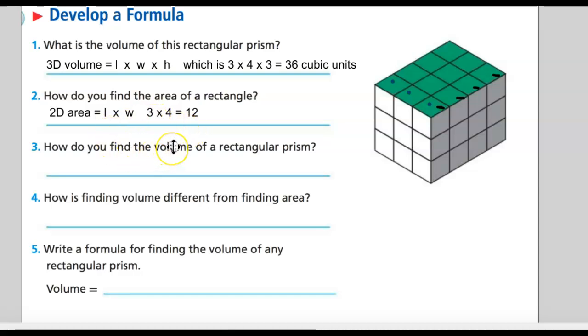So now again, it's just asking you, so how do you find the volume? It just wants you to write down the formula, and that's it. How do you find the volume? We say V is equal to the length times the width times the height. Okay, that's your volume.